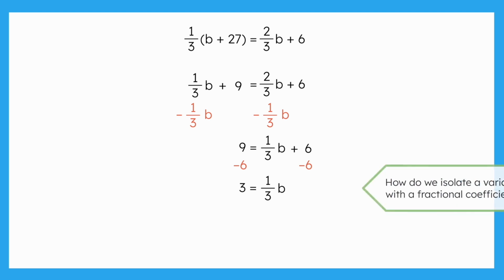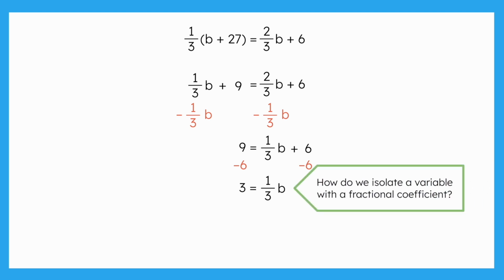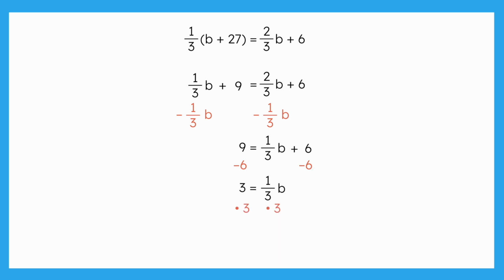How do we isolate a variable with a fractional coefficient? Oh yeah, multiply by the reciprocal, which in this case is 3 over 1. So we'll multiply both sides by 3 to find the answer is 9 equals b. Great job!